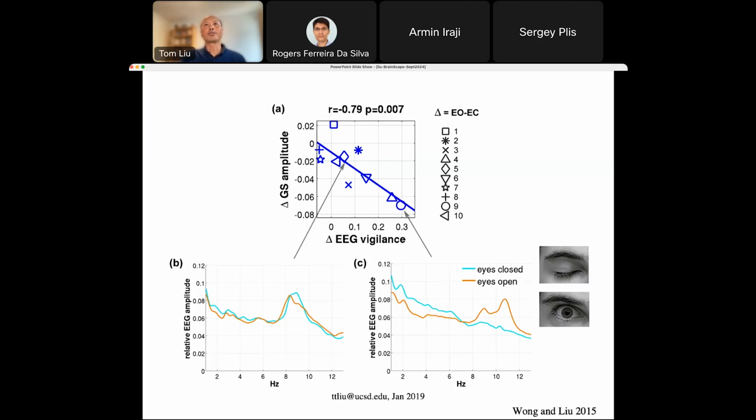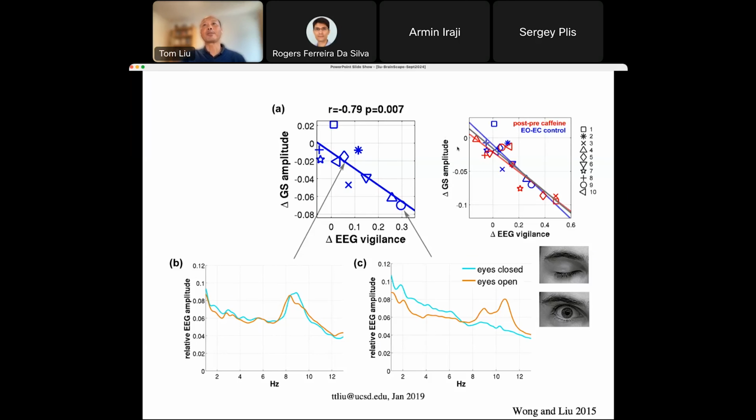Even more interesting, we found that if we mapped the difference in global signal amplitude versus vigilance for the caffeine data and the eyes open, eyes closed data, we found very similar relationships, indicating that perhaps it's not how you modulate the vigilance that matters, but just the fact that the vigilance is changing that's driving the change in global signal amplitude.